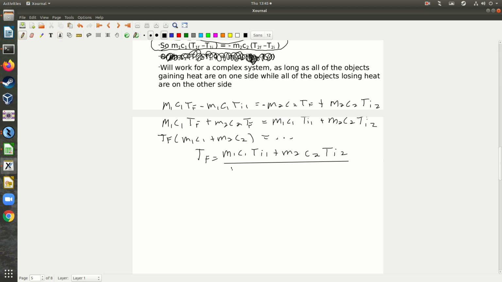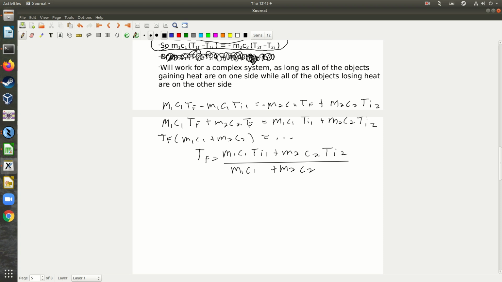All right, and that's over M1 C1 plus M2 C2. Look at that straight line. Okay, so this is handy when you need to solve for the final temperature. It's not handy when you need to solve for a specific heat.